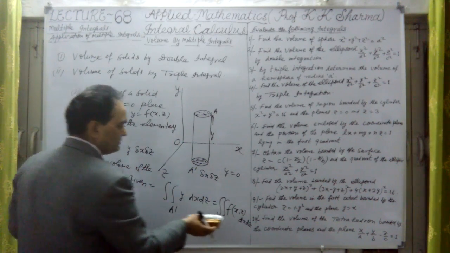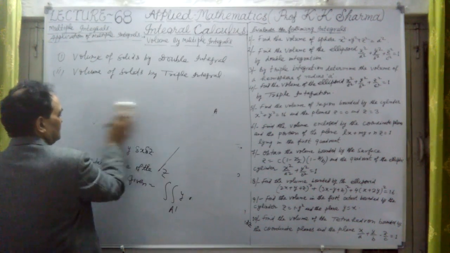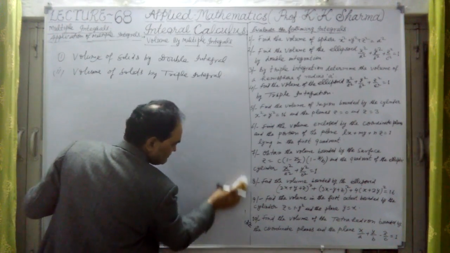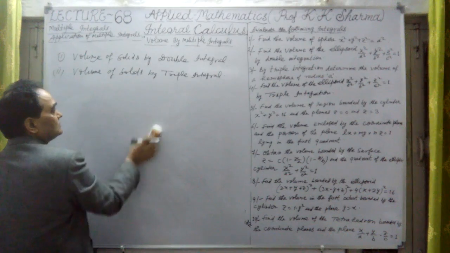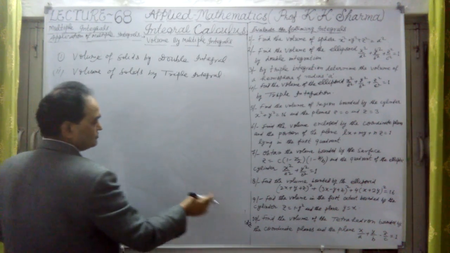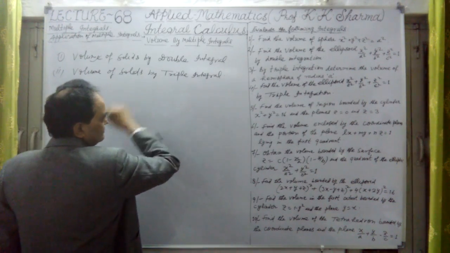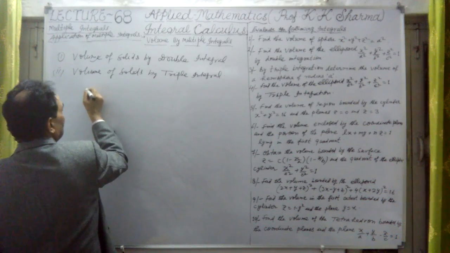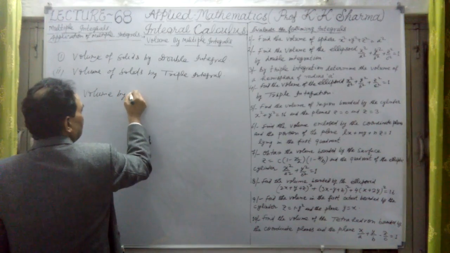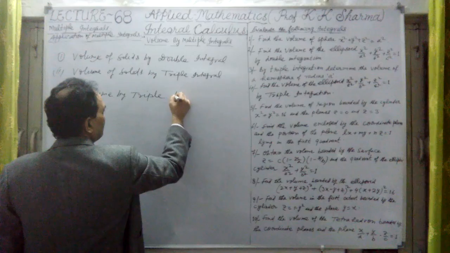Now we can take the triple integral. The second case, sorry, the third case, is volume by triple integral. All the solids are three dimensional figures. Now, volume of solids by triple integral.